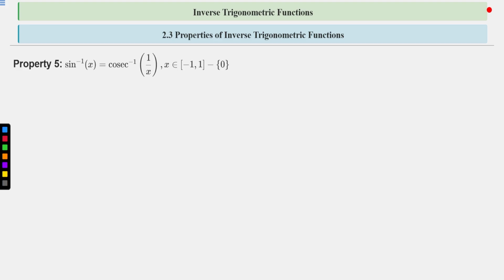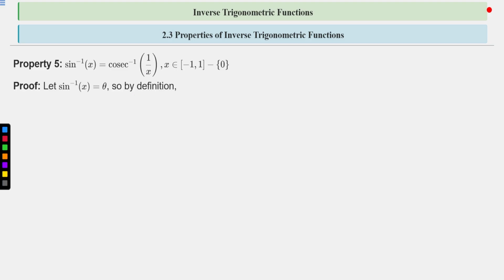So what does property 5 say? Sine inverse x is equal to cosec inverse 1 by x, right? And x belongs to minus 1 to 1 except 0. Why except 0? Because it is 1 by x. When you put x equal to 0, this will not be defined, because 0 in the denominator is not defined. So x belongs to minus 1 to 1 except 0, right?